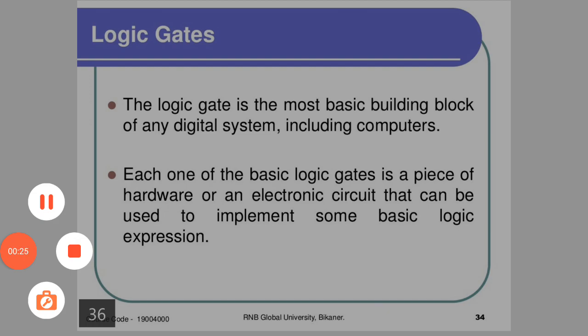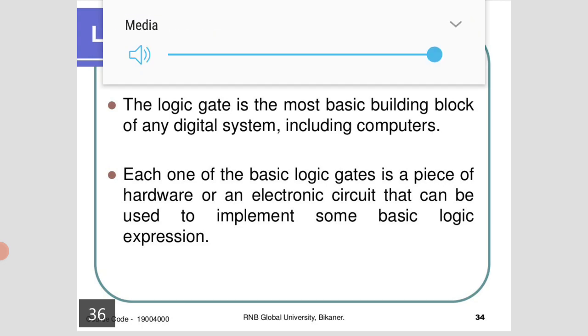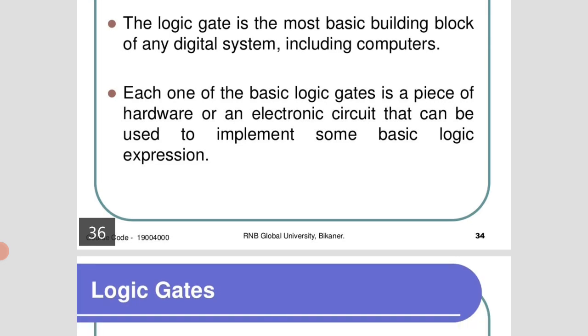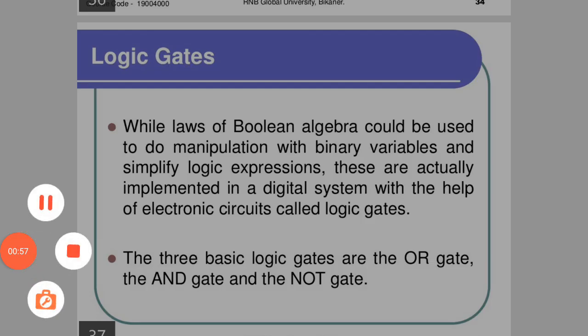The logic gate is the most basic building block of any digital system, including computers. Each one of the basic logic gates is a piece of hardware or an electronic circuit that can be used to implement some basic logic expression. The laws of Boolean algebra can be used to manipulate binary variables and simplify logic expressions. These are actually implemented in a digital system with the help of electronic circuits called logic gates.